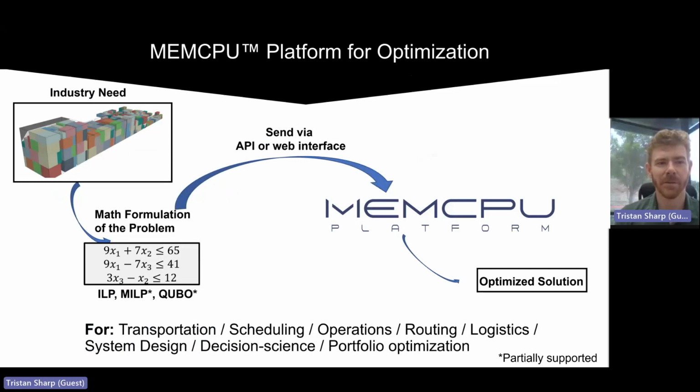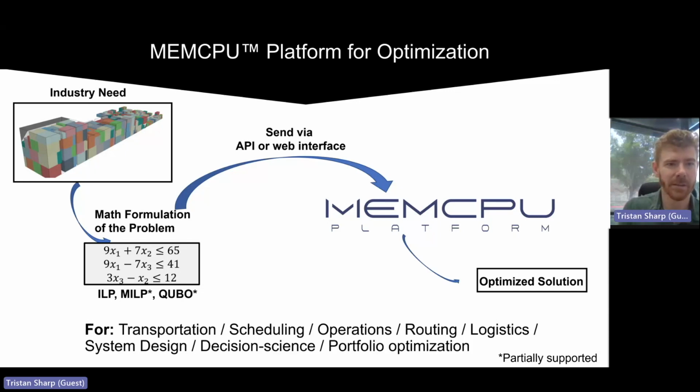this MemCPU platform for optimization, typically the workflow is in industry, there's some need, for example, packing or scheduling or operations. And that problem is formulated in mathematics. And so if you know any of these formats, integer linear programming, mixed integer linear programming, quadratic unbounded optimization, and constrained bounded optimization, if you know those terms, then we're speaking the same language on this. And you can send those via API or web interface to our platform. Give it a particular time limit, and it'll return the most optimized solution that it found within that time limit.